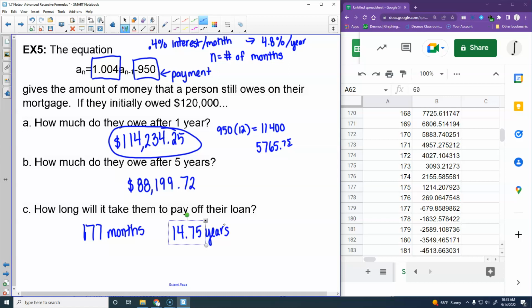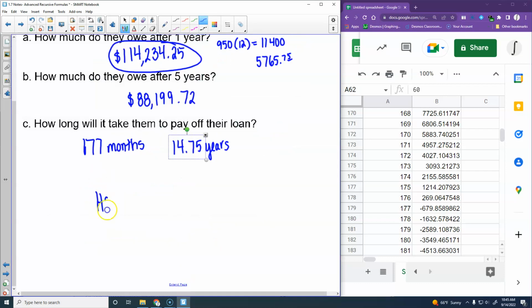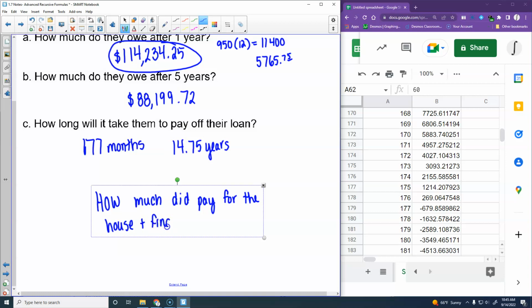Now, I didn't ask this question, but we need to think about it because this is important for your financial well-being one day. Let's think about how much they paid for the house, or they paid for the house plus the financing. Right. So that's how much they paid overall.